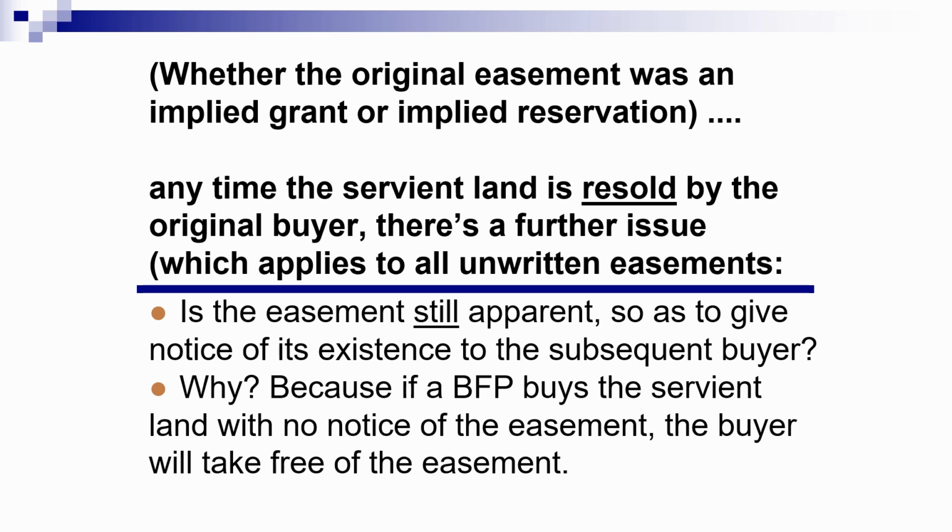then that buyer is considered a bona fide purchaser, a BFP. If they buy with no notice of the easement, they will take free of the easement, and the easement will, in effect, be terminated by virtue of the BFP buying the land without notice of it. So the apparentness or obviousness of the easement can become critically important every single time the servient land is resold in the future. You'll notice that in this situation, the buyer can't find out about the easement from searching the public records because it's not written, and therefore there can't be anything in the public records about it.